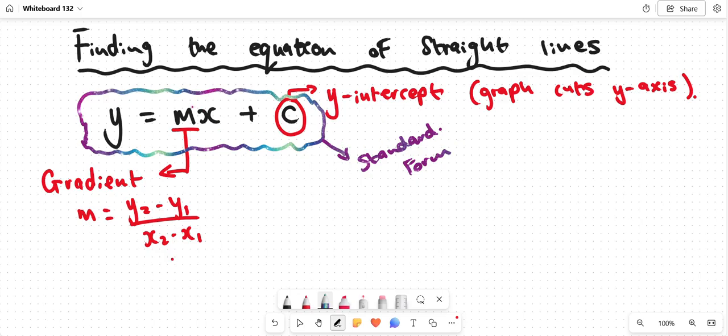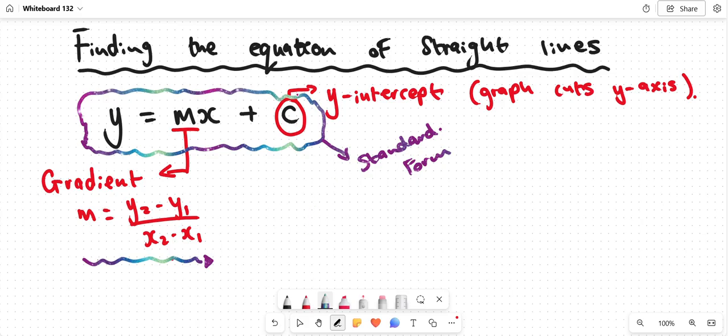What does the M stand for? The M stands for gradient, the one we were calculating in the previous video. And the way we calculate that gradient is we use this formula here, which says y2 minus y1 divided by x2 minus x1. So that's how we always calculate gradient.